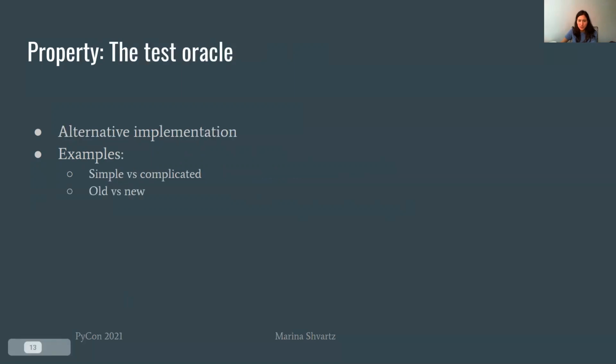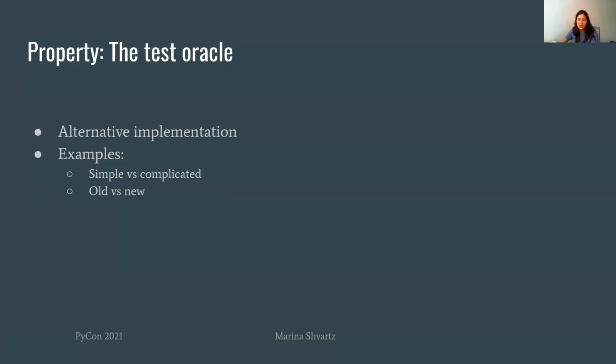The last example of properties that I'm going to show is the test oracle. And this is when an alternative implementation of the function under test should return the same output. This is achieved by writing a maybe simpler implementation, but less optimal, or it's very useful when testing refactored code, where you compare the pre-refactor code with the post-refactor code.